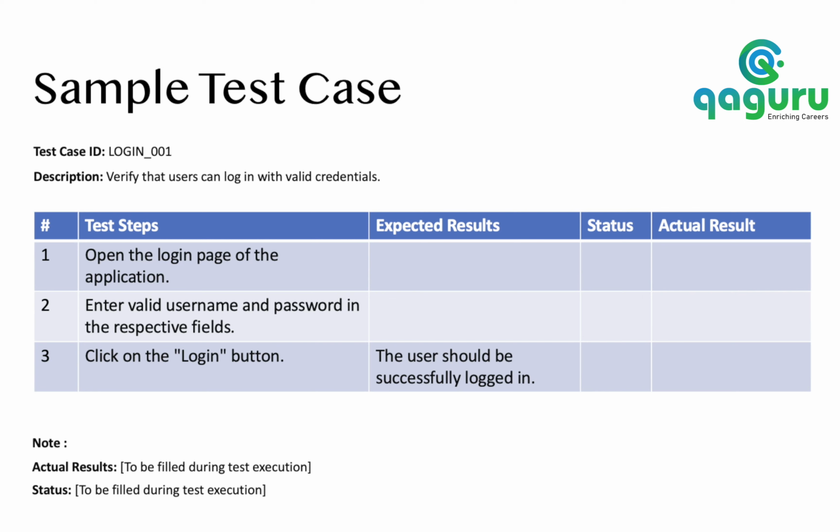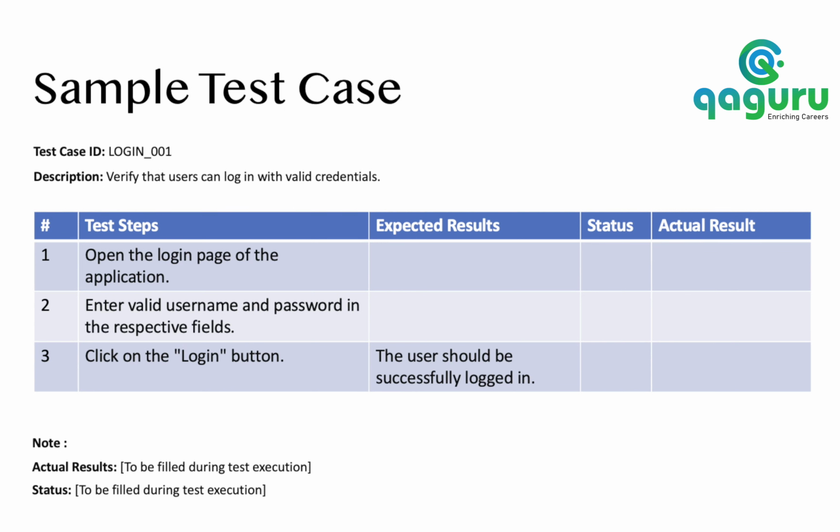Now check the test steps in tabular format. Here you write each step that the user performs. The first step is to open the login page of the application. Corresponding to this step, in expected results, you could say the login page is displayed, but it's quite obvious, so you may leave it blank. Now, in the second step, enter valid username and password in the respective fields.